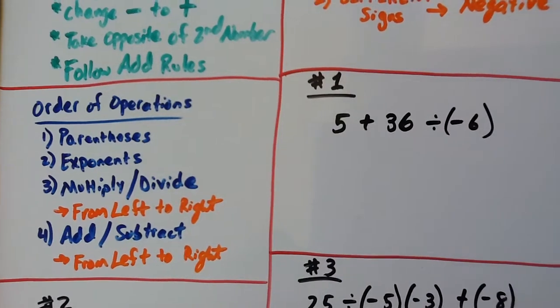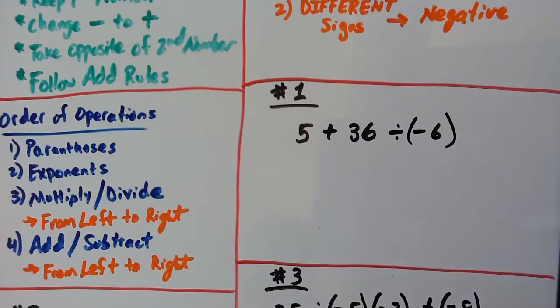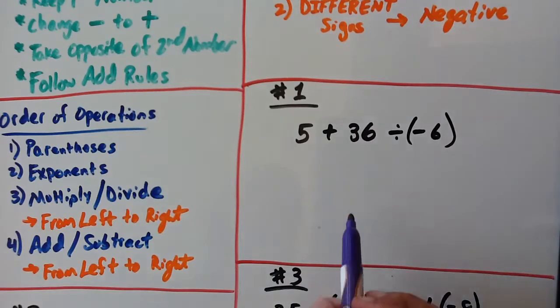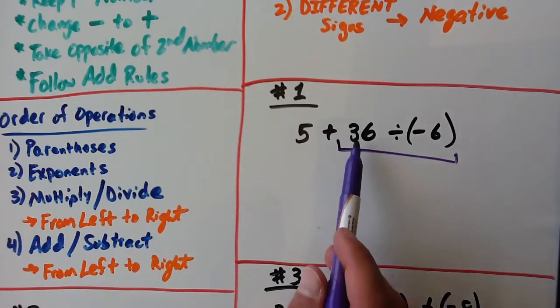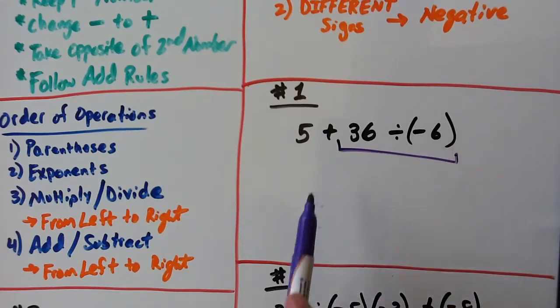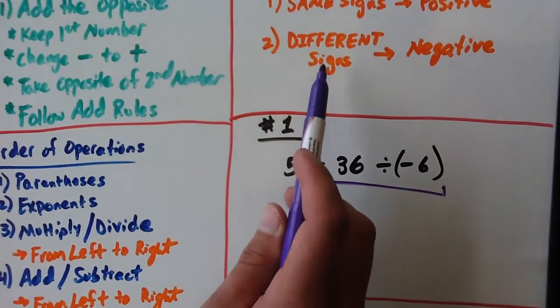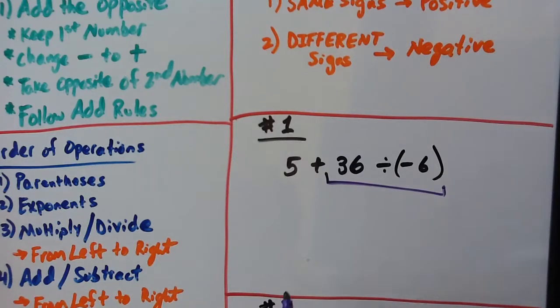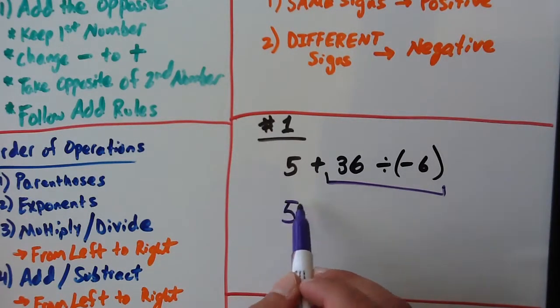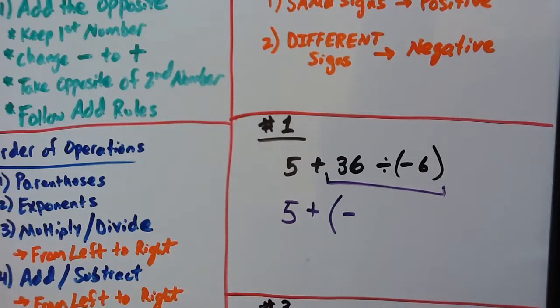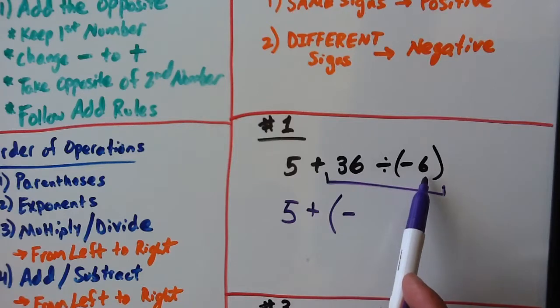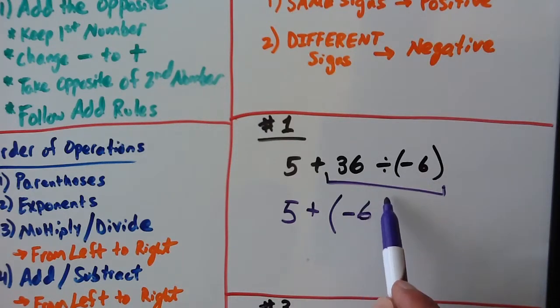Let's look at number 1. We have 5 plus 36 divided by negative 6. Here I have division. I need to divide first. So I'm dividing a positive and a negative. So they have different signs, right? And if they have different signs, my quotient will be negative. So I'm still going to have 5 plus, I know that the quotient here is going to be negative. Now that I've established my sign, I simply do 36 divided by 6, which I know is 6.